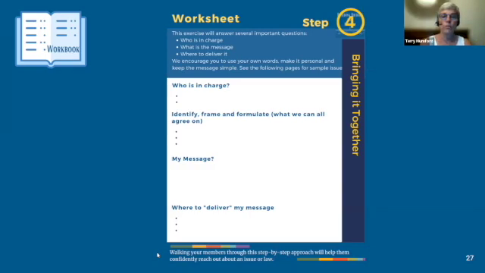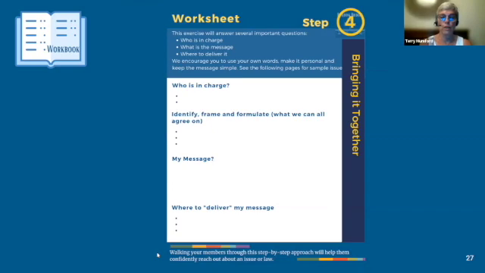You would do that research to find out who is in charge of that issue. Who should you write to? Who should you talk to about that issue? And then you identify, frame, and formulate the statement of your issue, trying to always start with the point of agreement. Like, we all can agree that well-maintained roads are important for safety and for getting people to work and for getting kids to school.